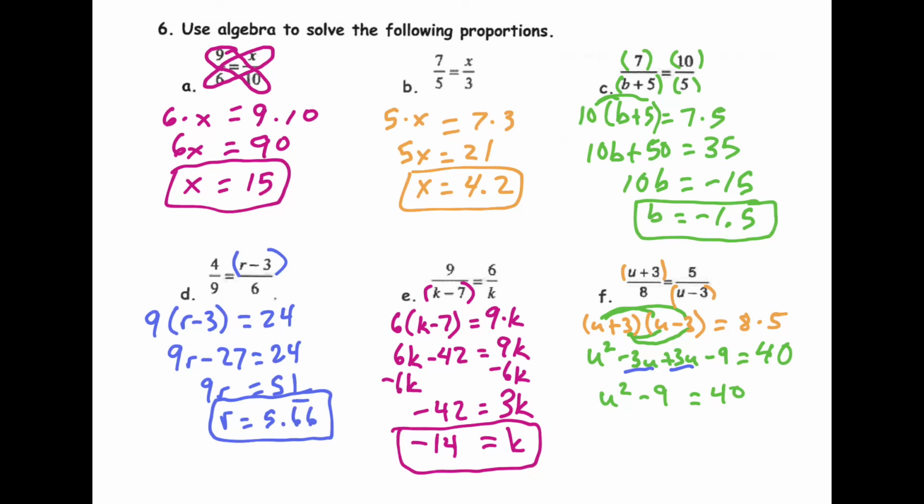All right, so then we add 9 to both sides, get u squared is equal to 49, and then I can square root both sides. And remember, if you have a u squared, you're going to get 2 answers, so I'm going to get u is equal to plus or minus 7. And there is my answer for that. And I can plug a positive 7 and a negative 7 in, and they both work. They both are correct. So that is 7.1, and that's solving some proportions.